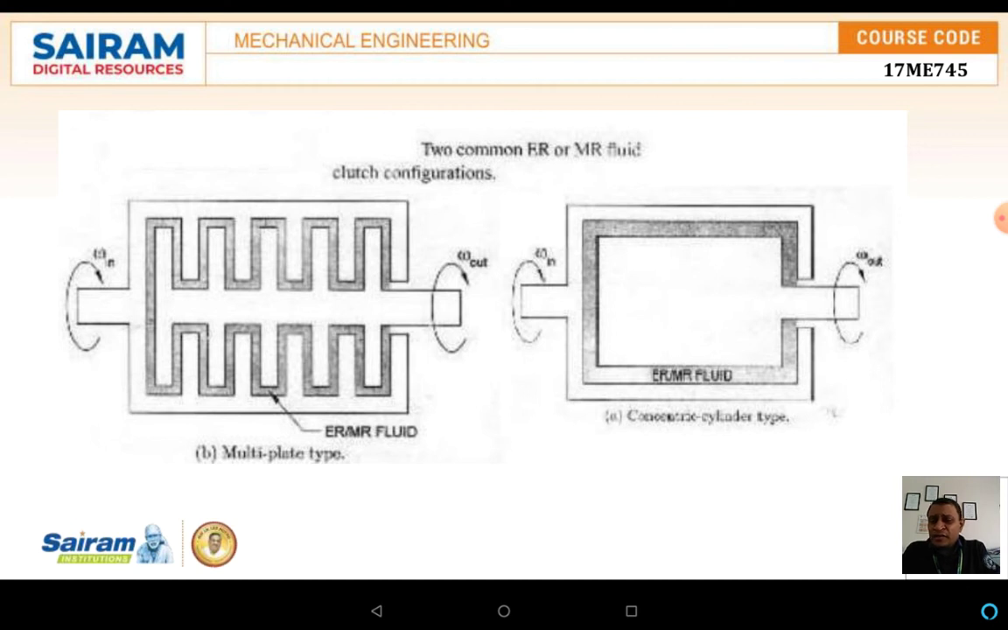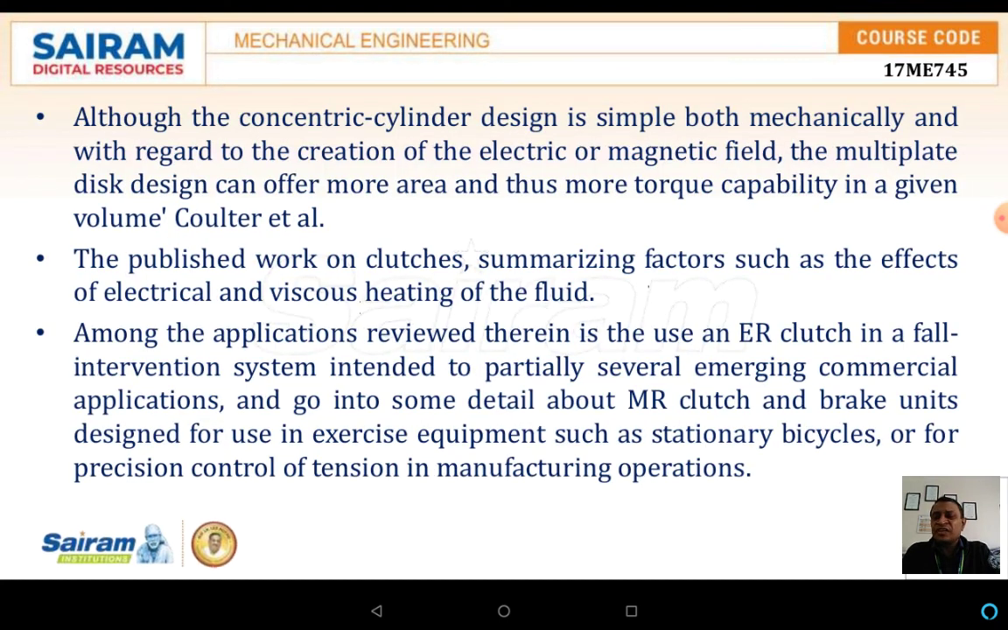Here there are two ends. One is the input end, the other one is the output end. In between, it may be a multi-plate or a single cylindrical clutch. The grey colored part is the ER or MR fluid which has been filled, where either an electric field or a magnetic field is applied to transmit the power between the driver as well as the driven.